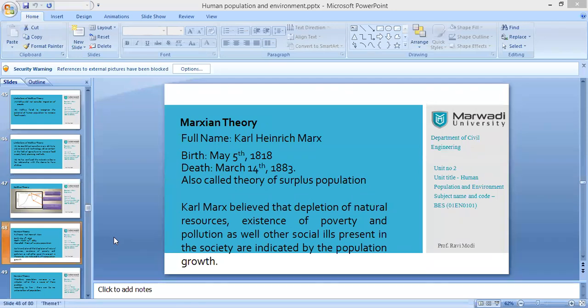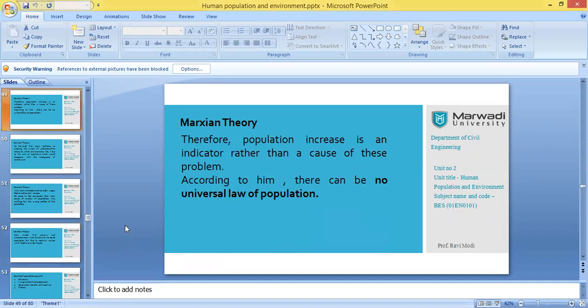Karl Marx believed that the depletion of natural resources, the existence of poverty and pollution, as well as other social ills present in society, are indicated by population growth. So population growth indicates all these problems in society. Therefore, population increase is an indicator rather than a cause of these problems. According to him, there can be no universal law of population, and he is right to a certain extent.